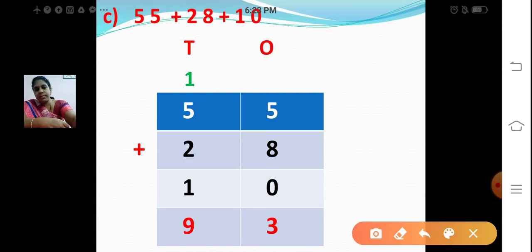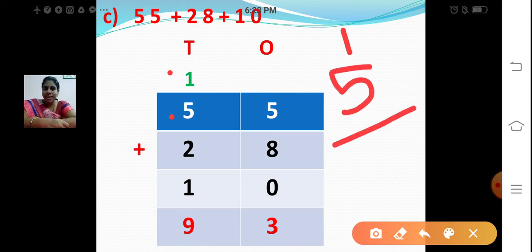Now let's add the tens place. So 1 plus 5. First I am taking the carried over part and the first number. 1 in the mind, 5 in the finger. Or else you can add like this. 5 plus 1. You can change the order also, right? 5 in the mind, 1 in the finger. When you change the order also, the answer will be the same. Whichever is easy, you can do that. 5 plus 1, 5 in the mind, 1 in the finger. After 5, 6.